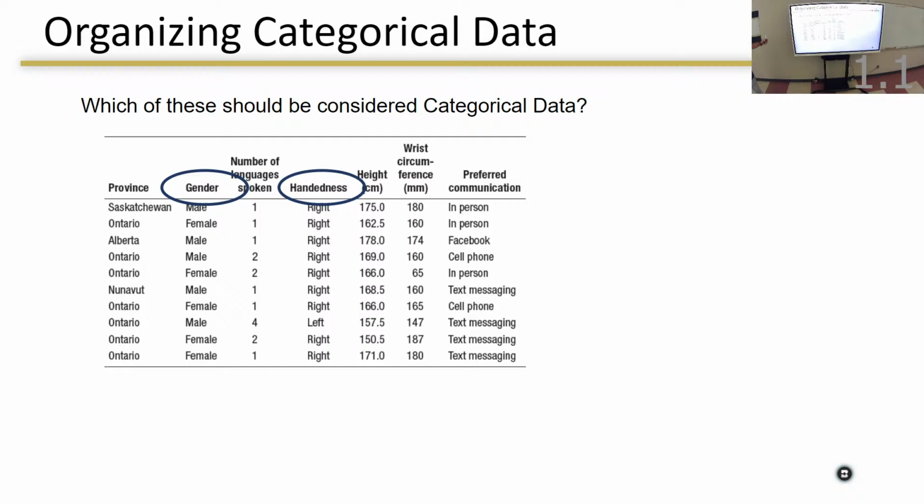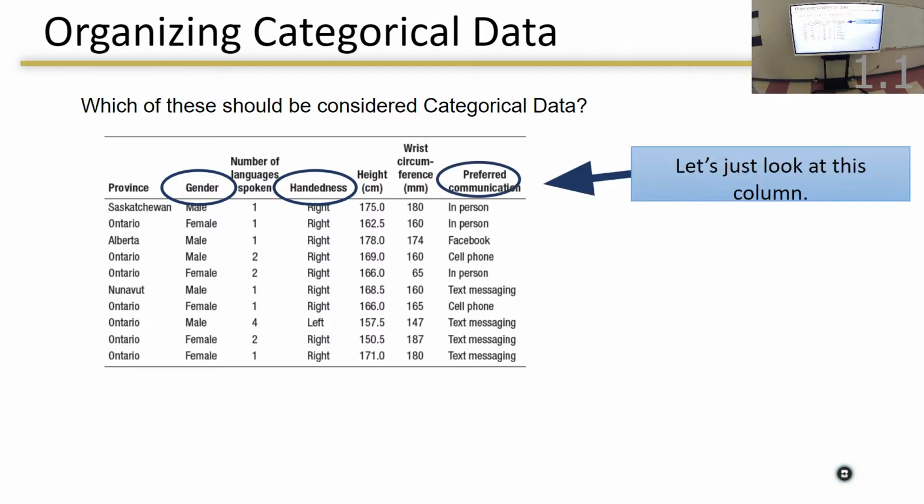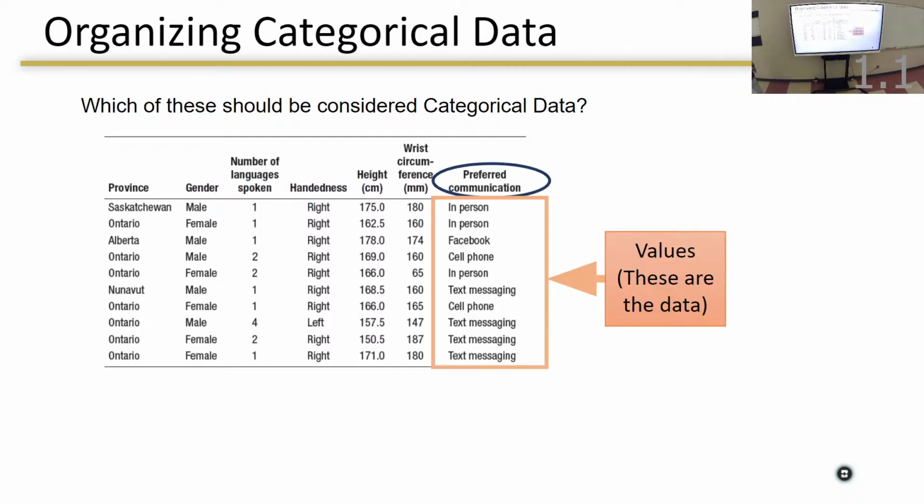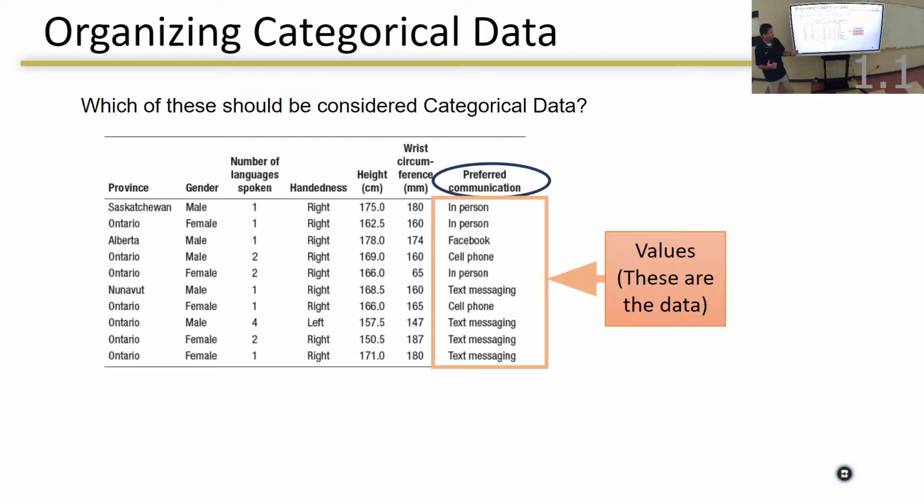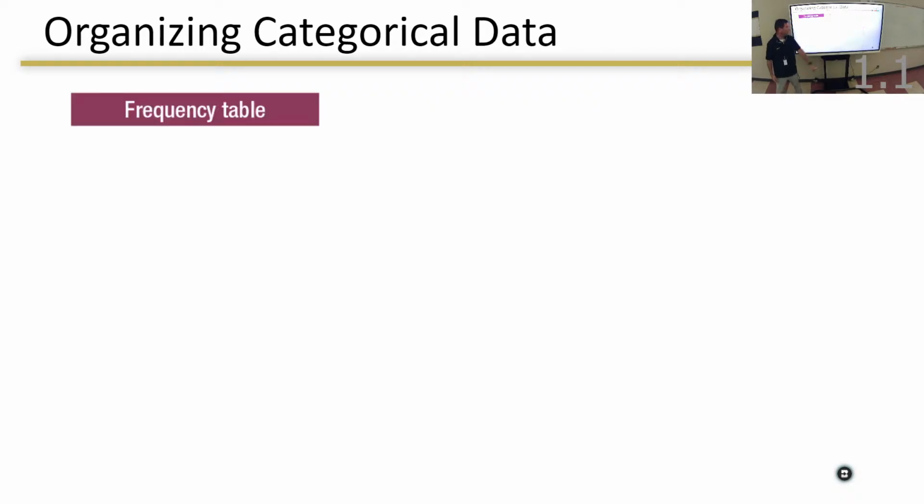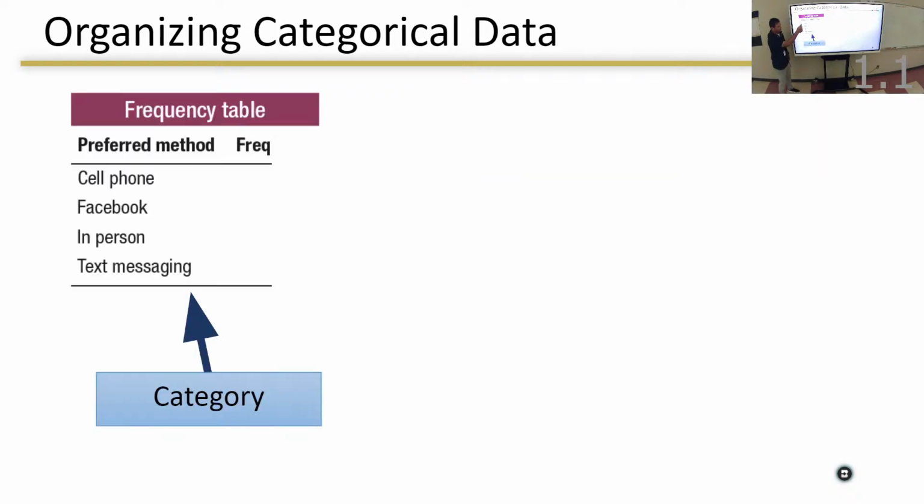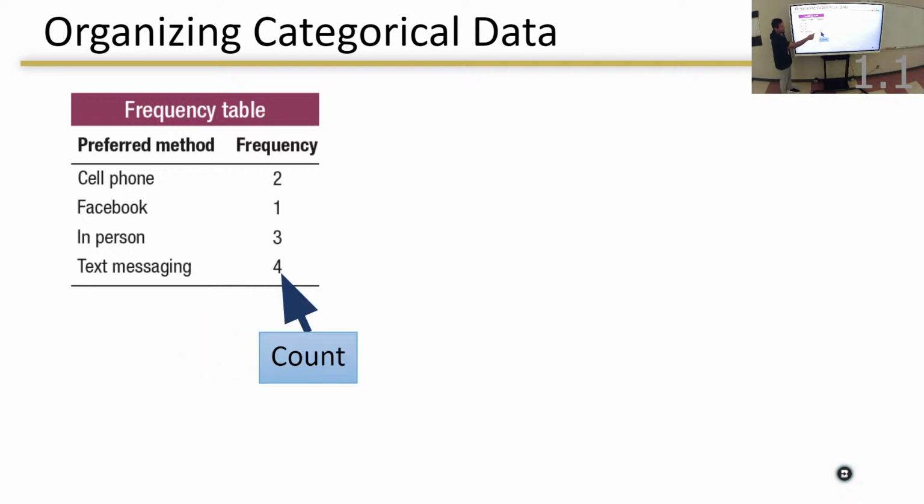With all that, I just want to look at the preferred communication. So those values are the variable that I'm looking at. This is the frequency table. My choices are cell phone, Facebook, in-person, text messaging, and the frequency tells me how many times each value occurs. That could be considered a distribution. That's called a frequency table. It's just telling me how often it occurs, how frequently it happens.